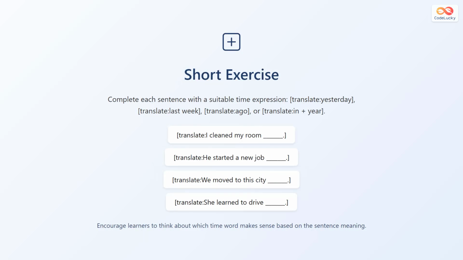Let's practice a short activity. Listen carefully and think about which time expression fits best. I cleaned my room blank. He started a new job blank. We moved to this city blank. She learned to drive blank. Fill in the blanks with yesterday, last week, ago, or in plus a year, depending on the context of each sentence.